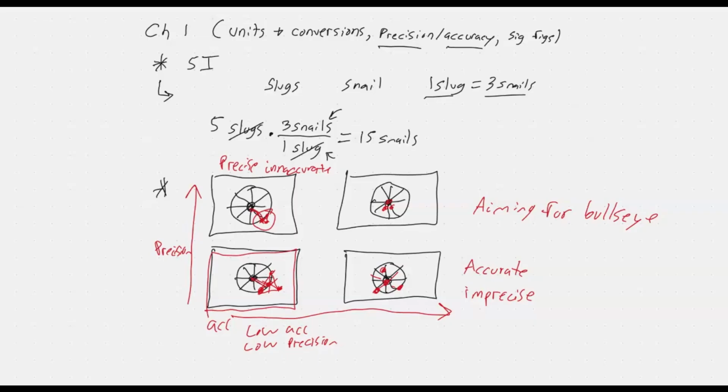Finally, top right. Three shots, all pretty much on the bullseye. Average value is the bullseye. This is both precise and accurate. The average value measures the bullseye, and every single shot is very close to the preceding shots. So that's basically the four conditions that can allow one to conceptually understand what is meant by precision and accuracy.